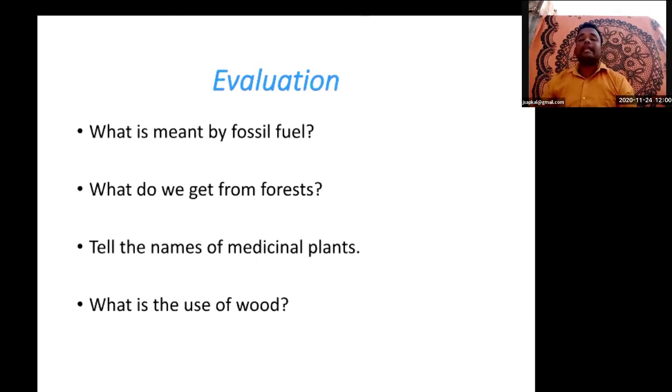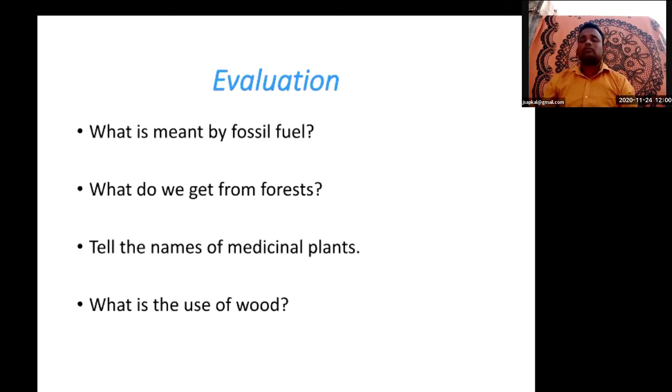Then tell the name of medicinal plants. Yes, the names of medicinal plants are already given in the textbook. Then what is the use of wood? Yes, we are using the wood. Okay, but what are the purposes? What is the use of that purpose? So you have to write your answers in the chat box.